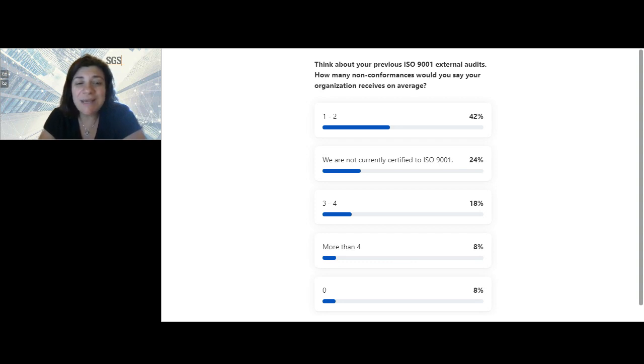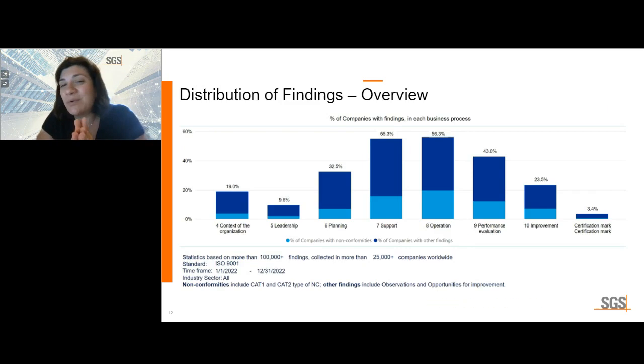Okay, so let's see where some of these common non-conformances come from. I managed to get some of my colleagues to help me out and pull some data to identify where we typically would see these non-conformances throughout the standard, and this is what we found. It'd be interesting to see if you align with what we have pulled in terms of data. So, distribution of findings overview.